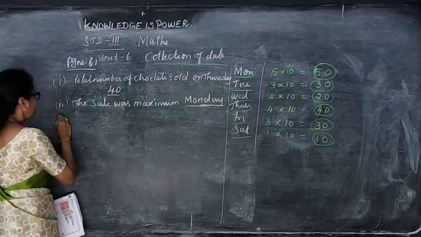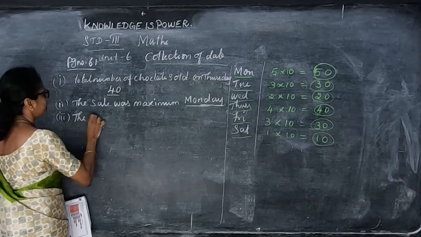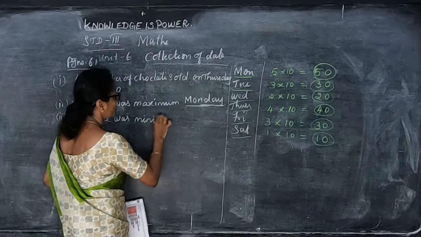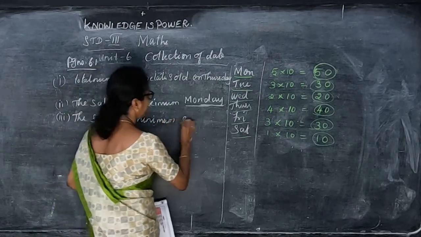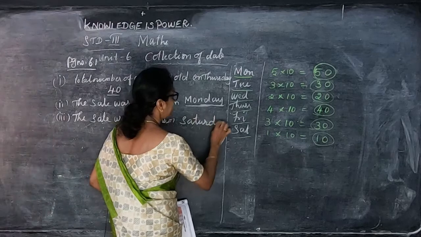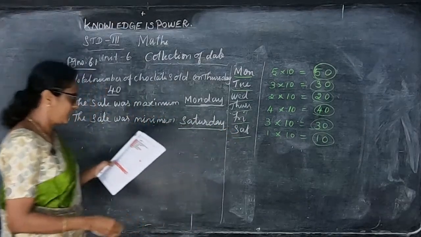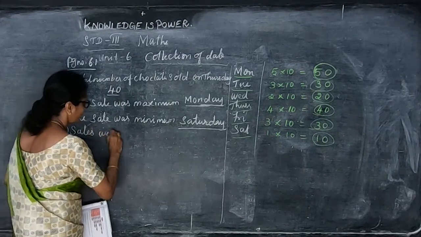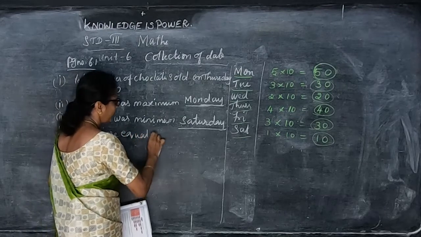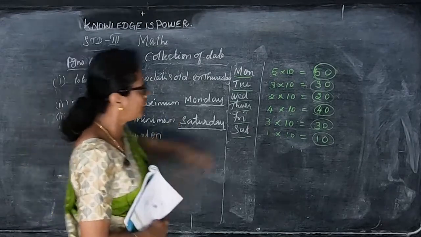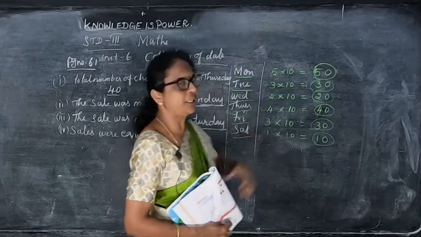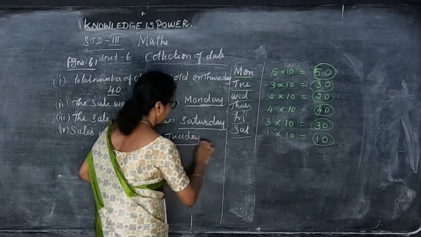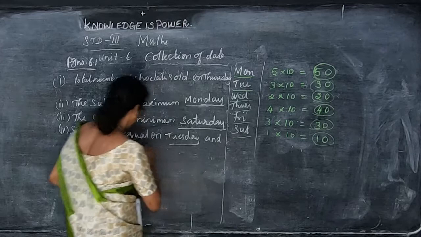The sale was minimum. When they sold less, the sale was minimum, that is less. Which day is less? Saturday. That is 10 only they sold on Saturday. So write Saturday. Sales were equal. On which day were the sales the same? On Tuesday 30 and Friday also 30. Tuesday they are given, and Friday.